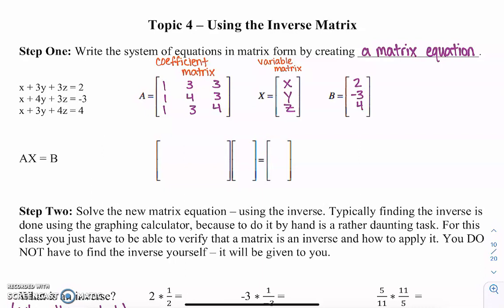We can solve a system of three equations using matrices. So the first step is taking your system of equations, whatever you're given, and creating a matrix equation. When you do this, you need three matrices. You need a coefficient matrix, a variable matrix, and then a matrix for what your equations equal.